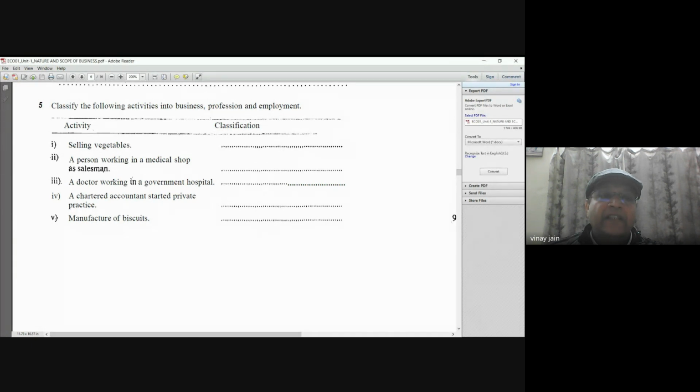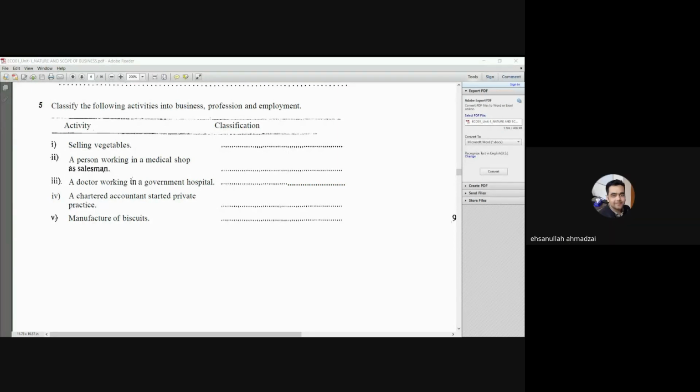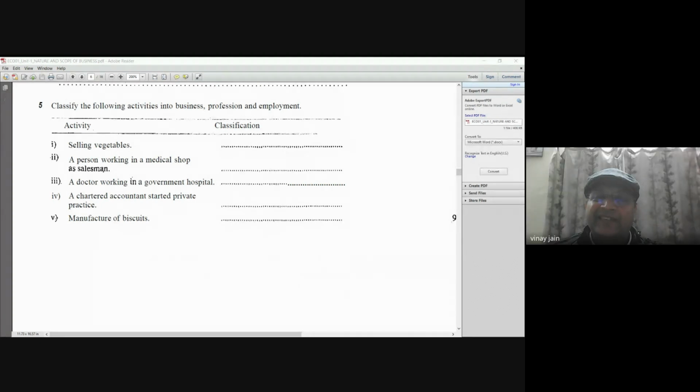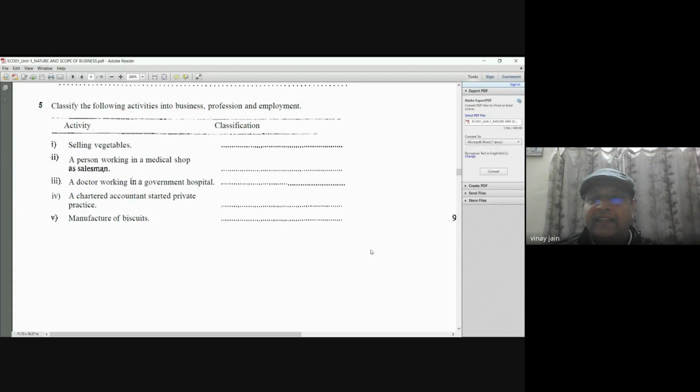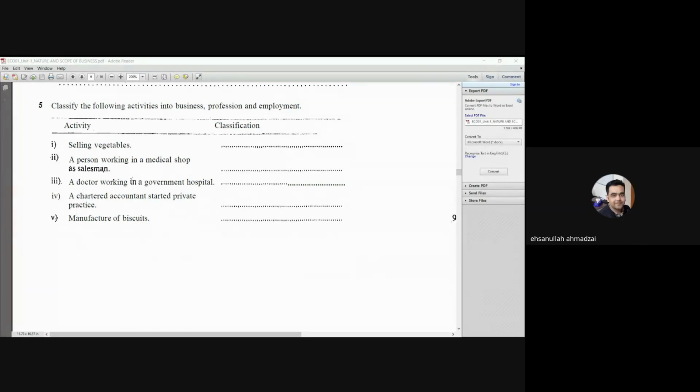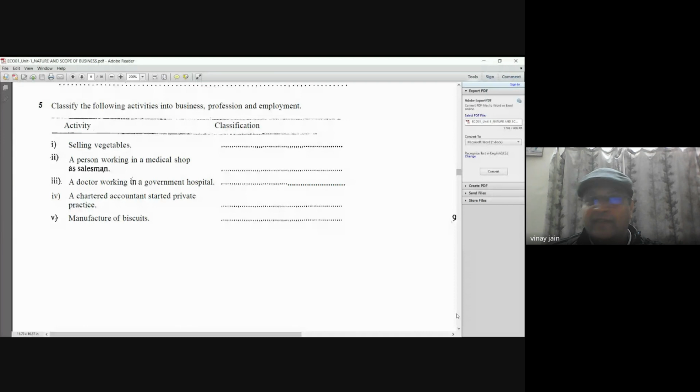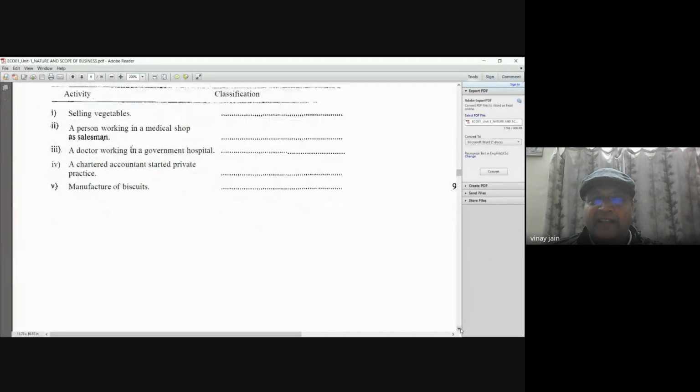A chartered accountant started private practice. It is profession because he is using his professional skill. Yes, good. Manufacture of biscuits. Business. Good, very good. It shows that you are taking interest in it.